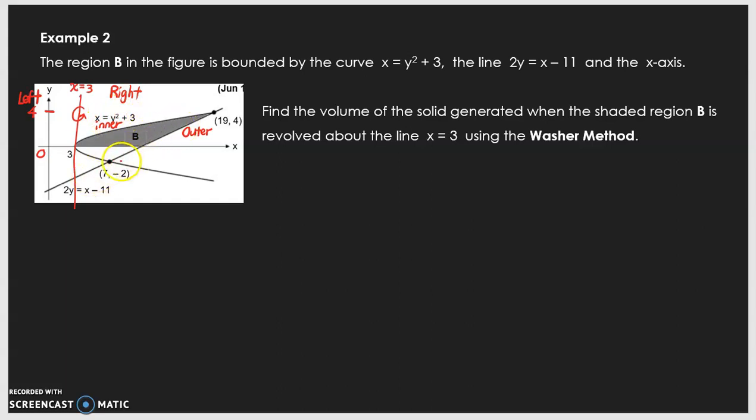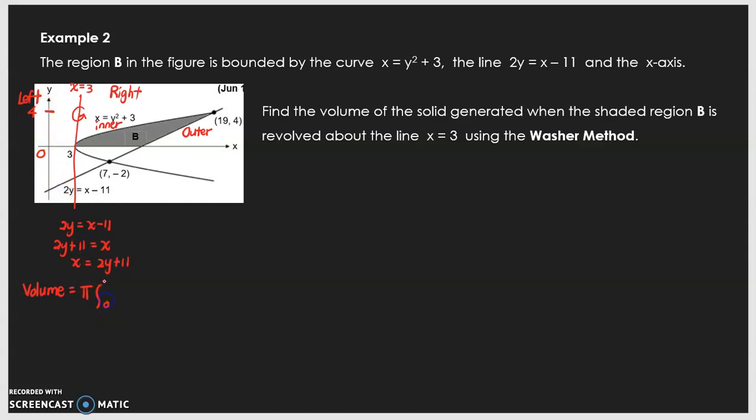So if you look at the straight line, here is 2y equals x minus 11. Let's say I move negative 11 to the left hand side: 2y plus 11 equals x, or x equals 2y plus 11. So our function must be in terms of y. So volume will be equals to pi integrate from 0 to 4.